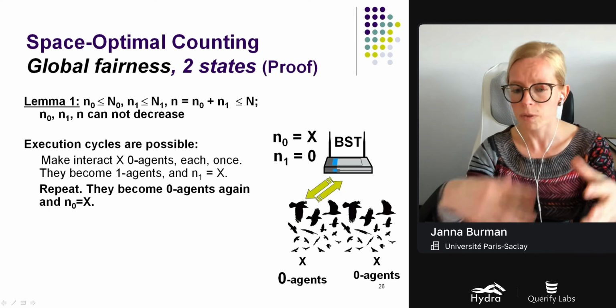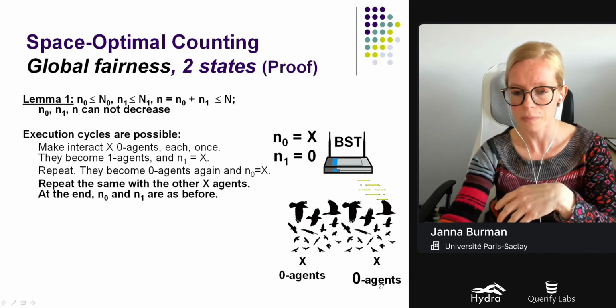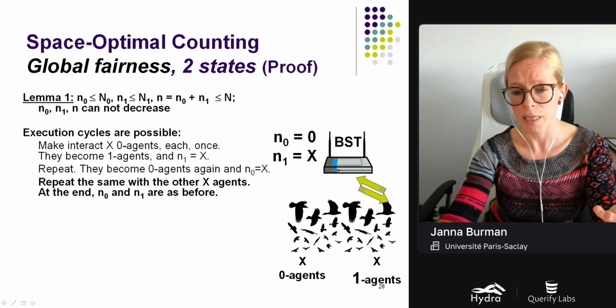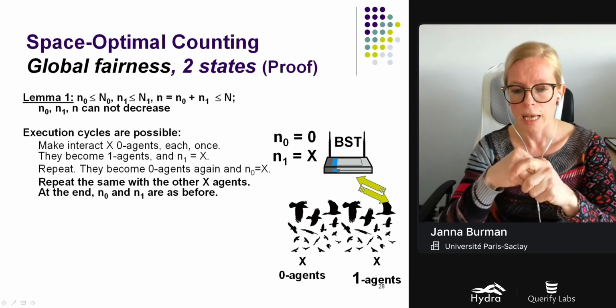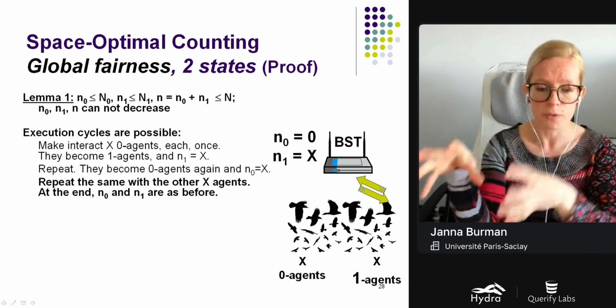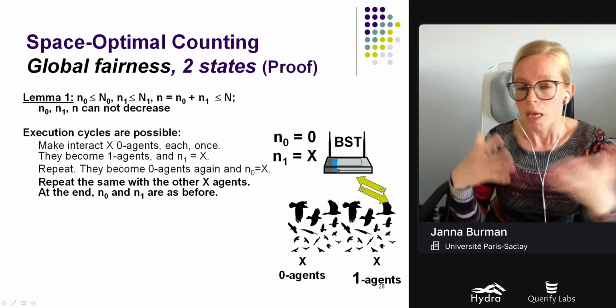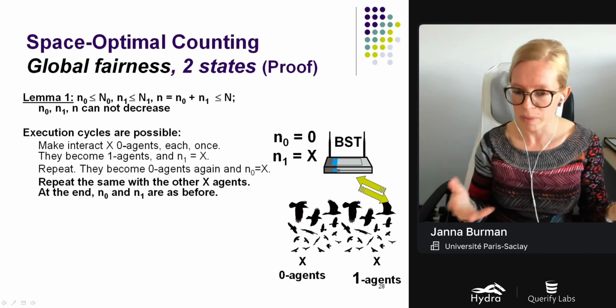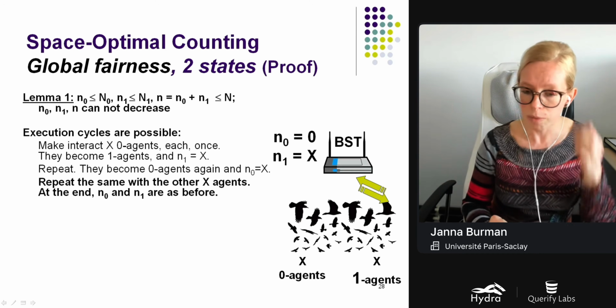And now let's perform the same scenario with the other half of the population. We do the same thing, but we do not advance with the counting. We stay with x, but we have 2x agents. So the problem here is that the two halves of the population are completely indistinguishable from the point of view of the base station. And we can cycle like this, we can repeat this scenario, but we cannot do it with global fairness. So why?